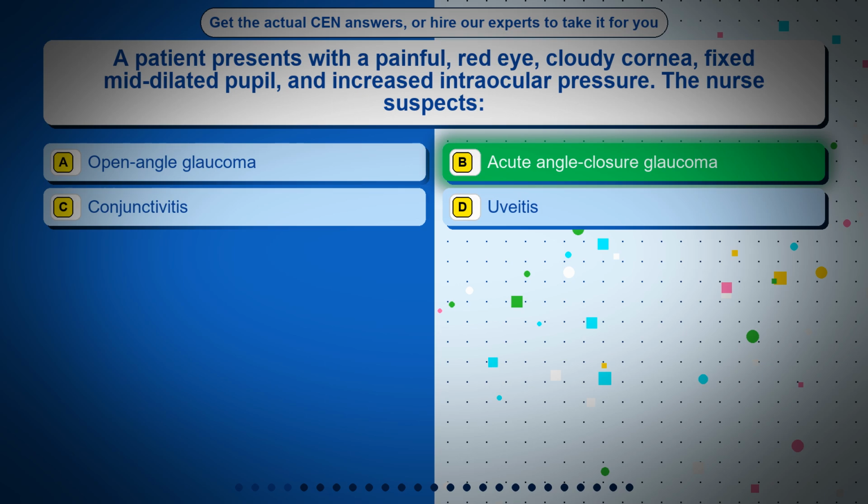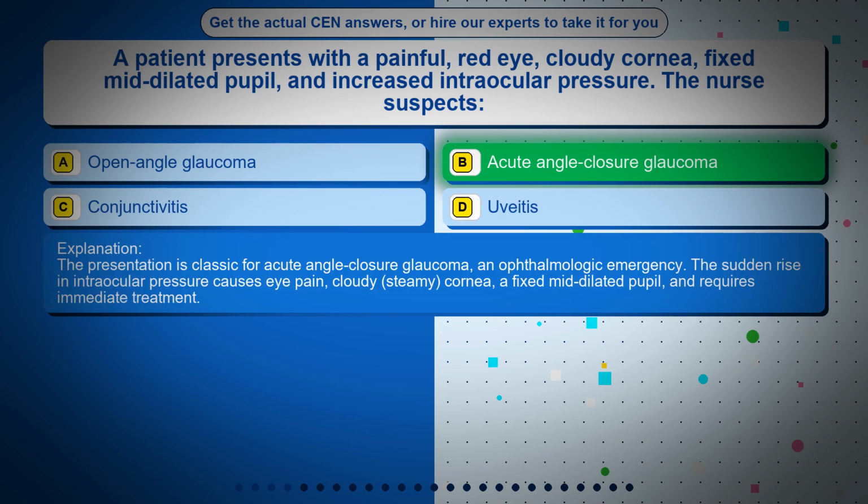The correct answer is option B. Acute angle closure glaucoma. The presentation is classic for acute angle closure glaucoma, an ophthalmologic emergency. The sudden rise in intraocular pressure causes eye pain, a cloudy, steamy cornea, and a fixed mid-dilated pupil, and requires immediate treatment.